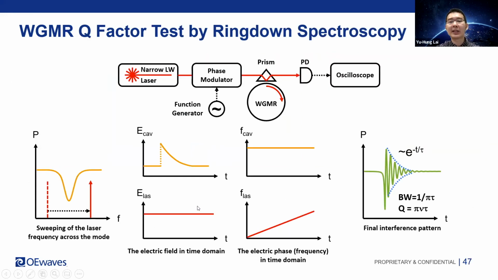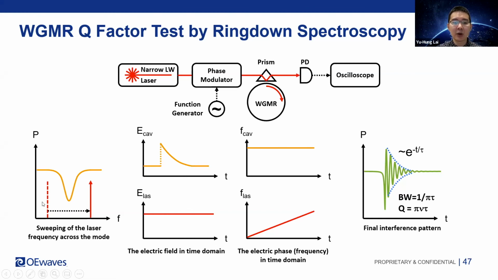So right now we have a resonator. How could we characterize it? One of the key parameters of the resonator is the quality factor. We can test the quality factor of the resonator by ringdown spectroscopy. Here we show the architecture. For example, we have a narrow linewidth laser such as our OEwaves laser, which can be phase modulated with a function generator. This laser can couple into a resonator with a prism, and then the output will be detected by a photodetector and displayed on an oscilloscope.